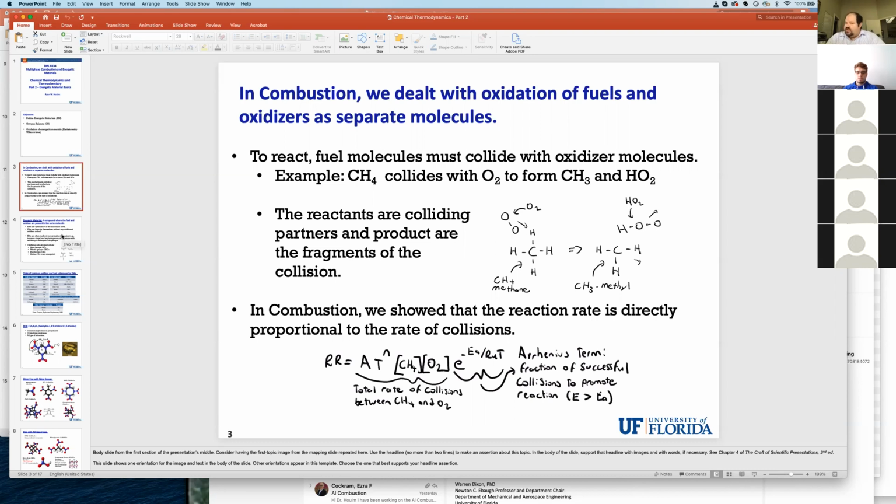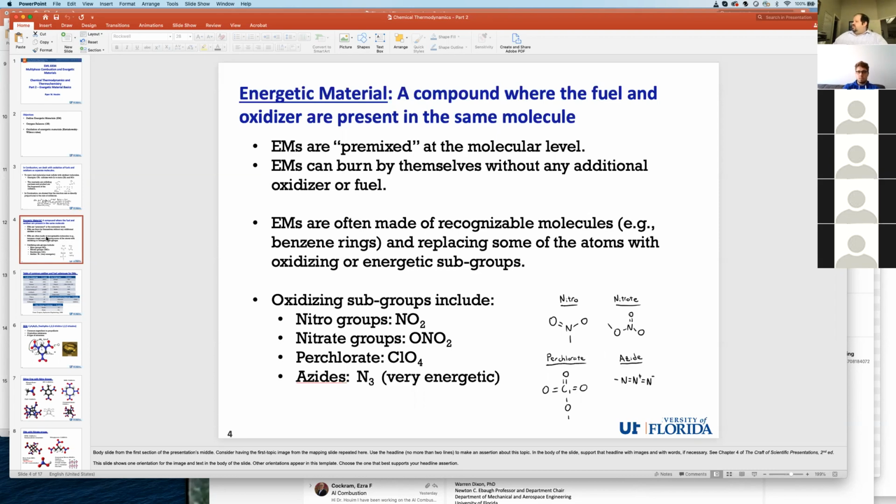Okay, now an energetic material on the other hand is different. An energetic material is a compound where the fuel and oxidizer are present in the same molecule. So you could consider these as premixed, where the fuel and oxidizer are mixed at the molecular level, and they burn by themselves without any additional oxidizer or fuel. Energetic materials are often made of a recognizable molecule such as benzene rings, replacing some of the atoms with oxidizing or energetic subgroups. Some of those subgroups include nitro, NO2. They'll take some of the hydrogen atoms and cleave those off, and the chemical engineers will then replace those with all these oxidizing things.